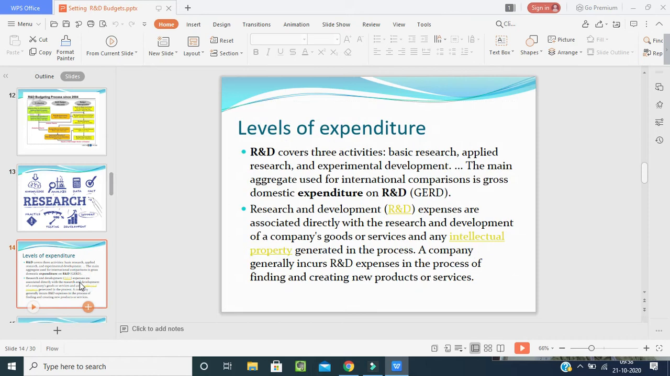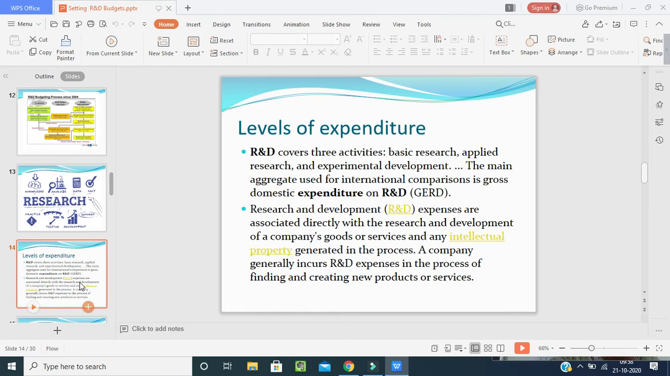Now, levels of expenditures. What are the levels of expenditure? See what is happening. R&D covers three activities: basic research, applied research, and experimental development. The main aggregate used for international comparison is gross domestic expenditure on R&D, that is nothing but GERD.